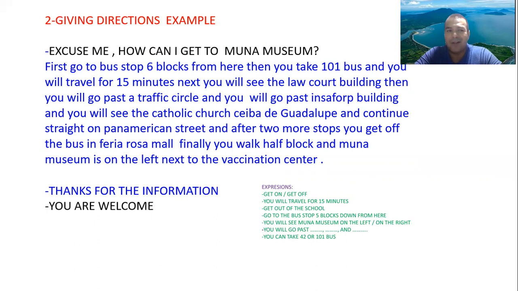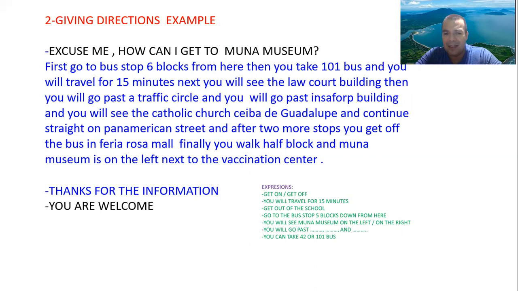First, go to the bus stop, 6 blocks from here, then you take the 101 bus and you will travel for 15 minutes. Next, you will see the local building, then you will go past the traffic circle, and you will go past Kingsford building, and you will see the Catholic Church, St. Guadalupe, and continue straight on Pan American Street. After 2 more stops, you get off the bus at Feria Rosa Mall. Finally, you walk half a block, and Muna Museum is on the left next to the vaccination center.